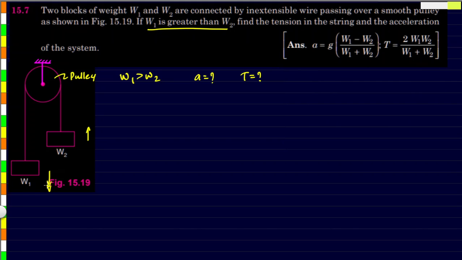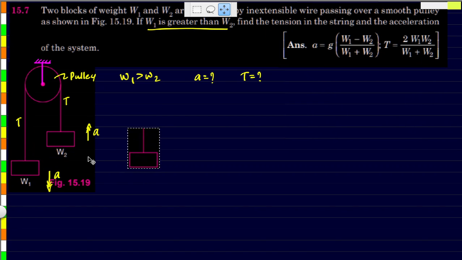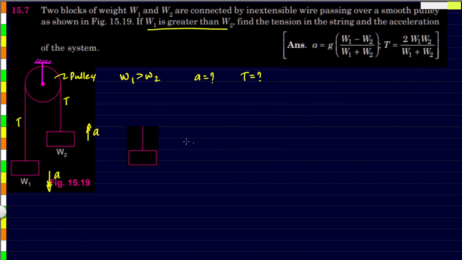Of course, both will be moving with the same acceleration, only the direction being different, and because the pulley is massless and frictionless, the tension that exists in the string on both the sides will also be equal. Now we'll have to take the free body diagram of each block one by one. Let's put all the forces acting on this.